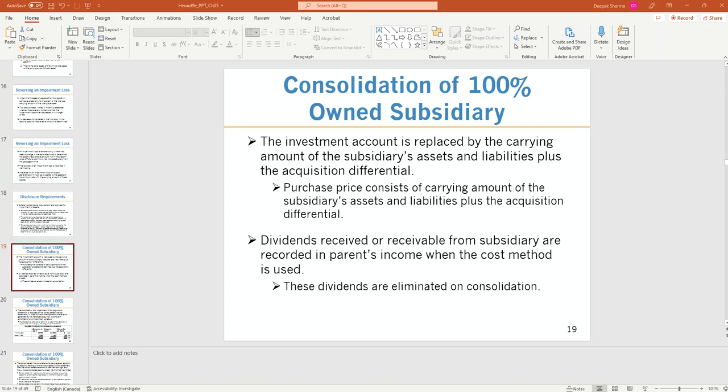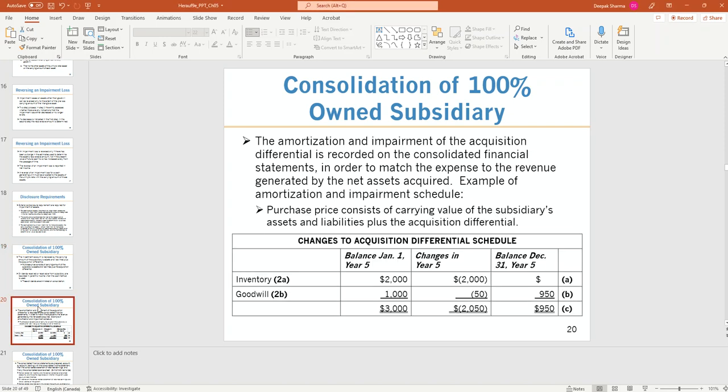And then any intercompany transactions also need to be eliminated. So dividends received or receivable from the subsidiary are recorded in the parent's income when the cost method is used. Now these dividends need to be eliminated for consolidation purposes. And later on you will definitely get into other transactions between the companies, other than dividends, and for consolidation purposes all those transactions need to be eliminated. Then once we eliminate those transactions, we will start working on the consolidation.